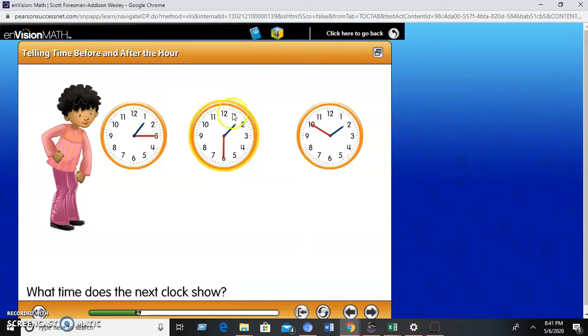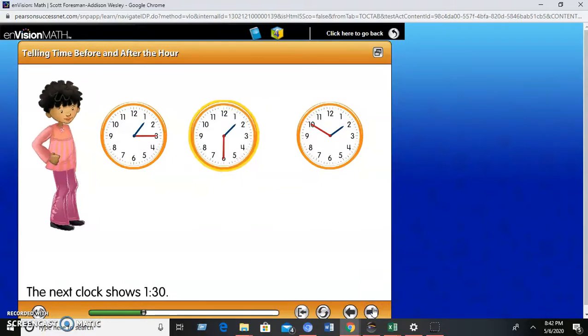Let's see. So our hour, remember our hour is the short hand. It's now in between the 1 and the 2. So if it's not quite to the next number, it always goes back to the last hour. So it's 1 still. Let's count. 5, 10, 15, 20, 25, 30. It is 1:30. The next clock shows 1:30.